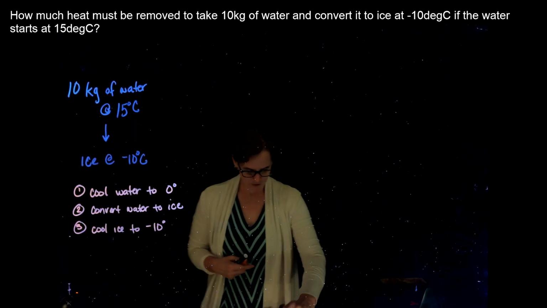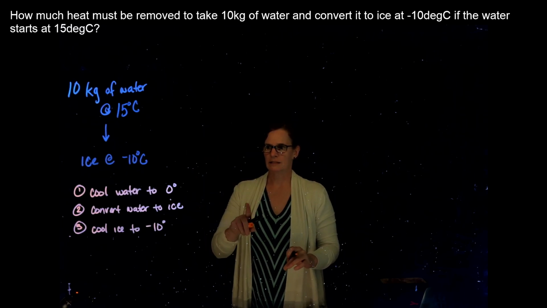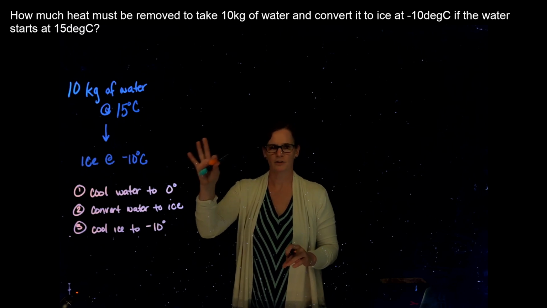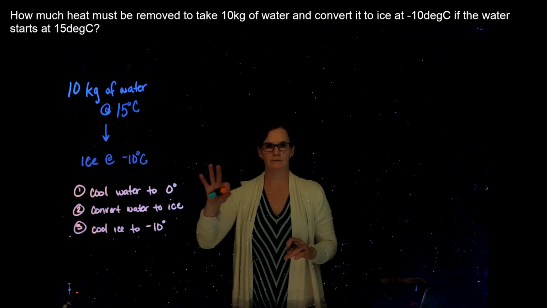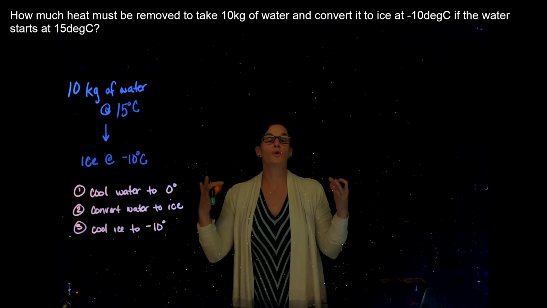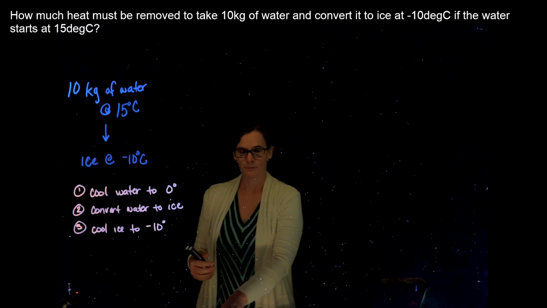All right? So we're going to cool the water from 15 to 0, convert the water to ice, and then cool it from 0 to minus 10. So which of my relationships are going to be useful? Okay.